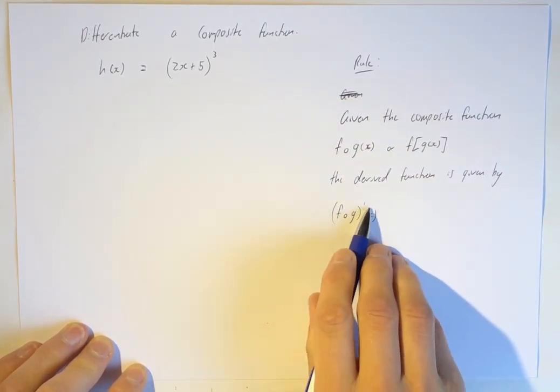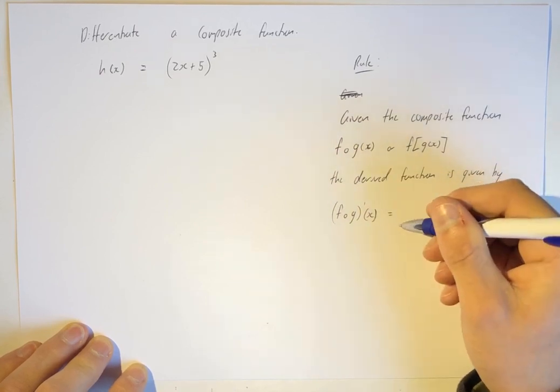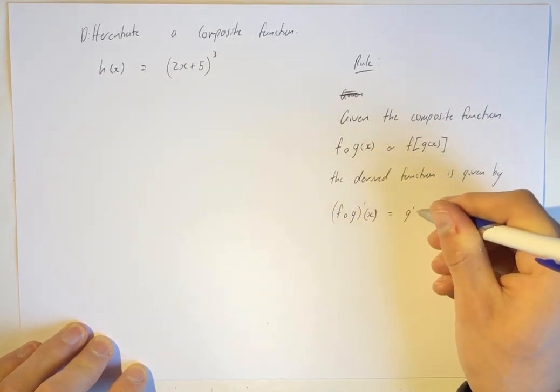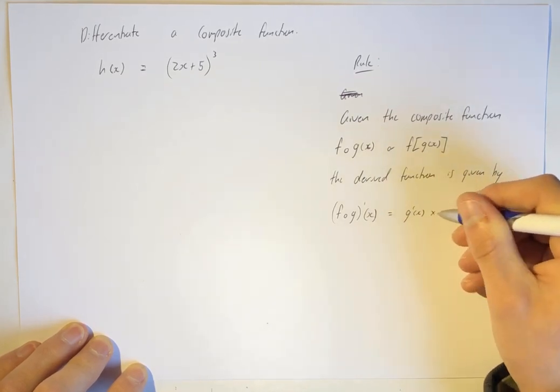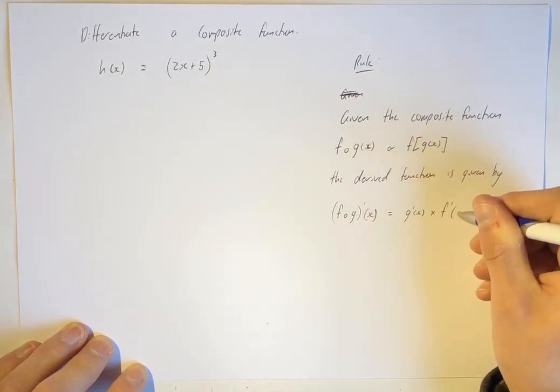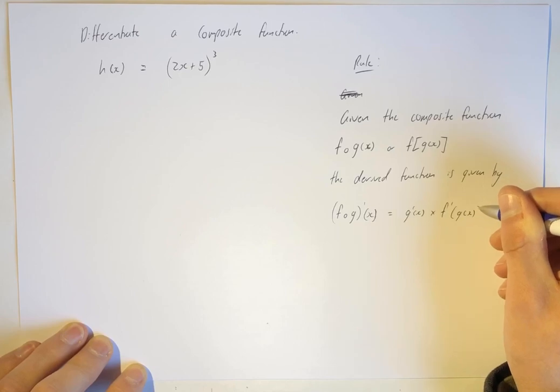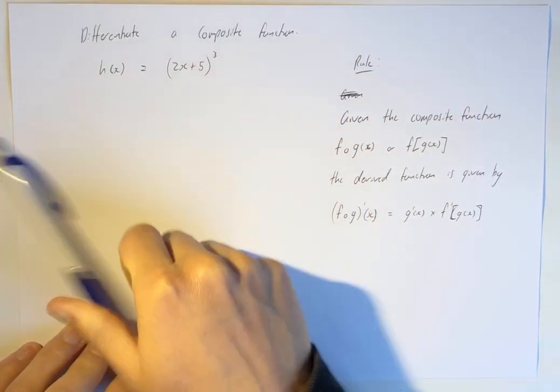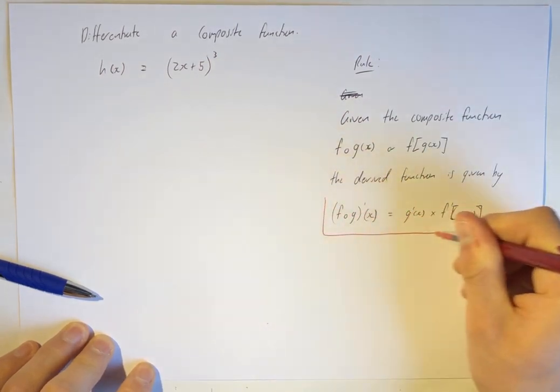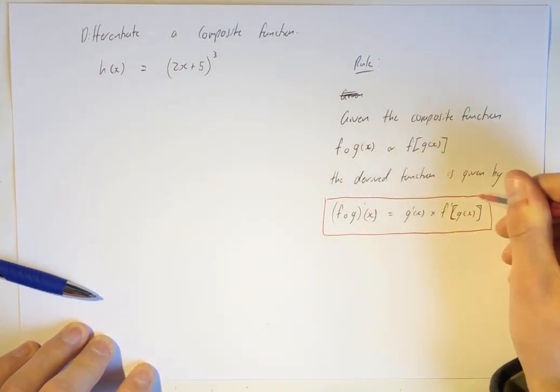If it's a composite function, its derivative is equal to g prime of x multiplied by f prime of g of x. So that looks pretty confusing, right? But let's have a look at it in terms of this example.